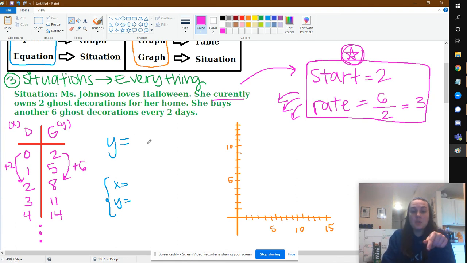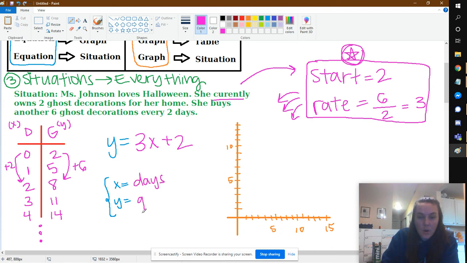All right, from the situation to the equation, our rate is 3. Our start point is 2. I think this one's the fastest one to read off. Once we know the start, that's our B, and once we know the rate, that's our M. Here, our X's would be days, and our Y would be ghosts.